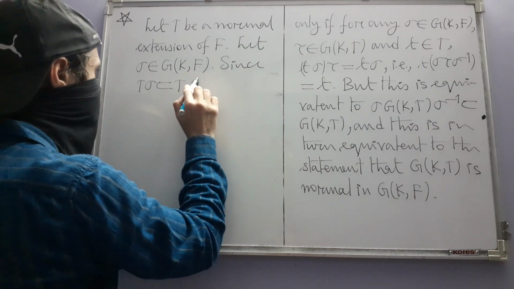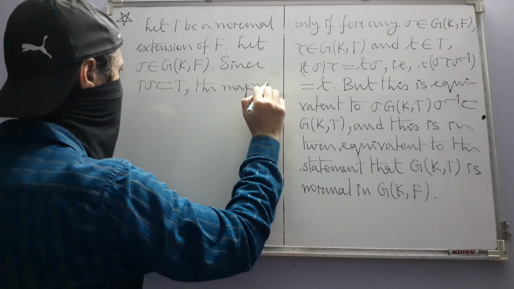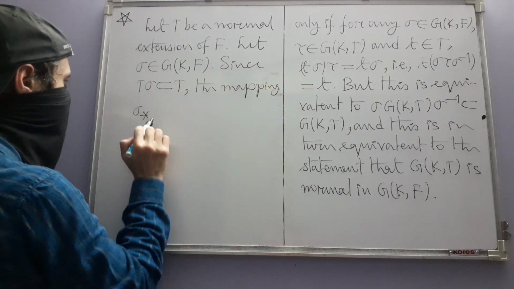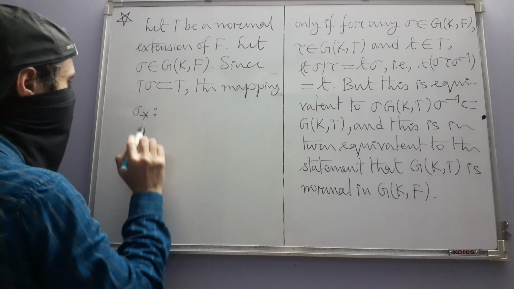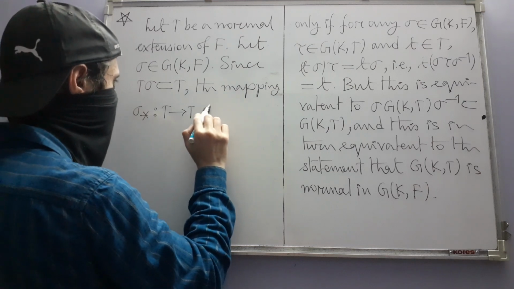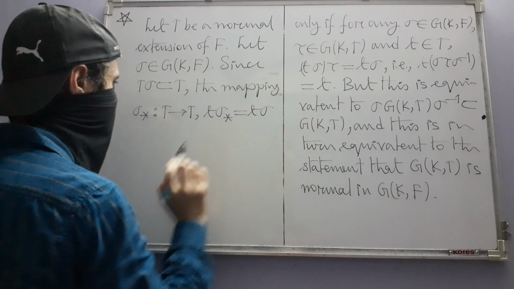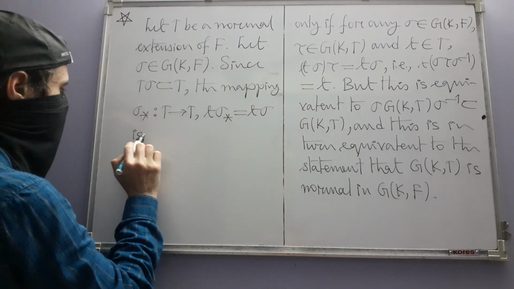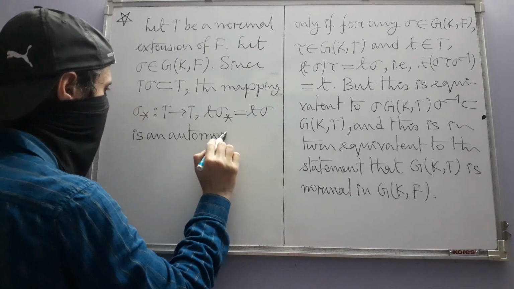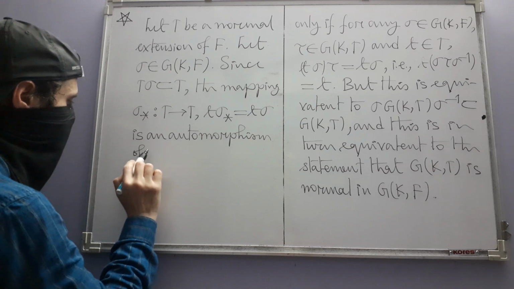Since we have this, the mapping σ* from T to T given by tσ* equal to tσ is an automorphism of T.